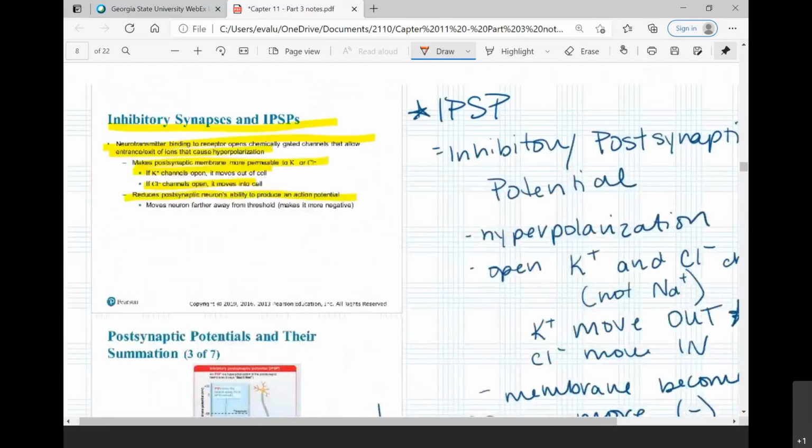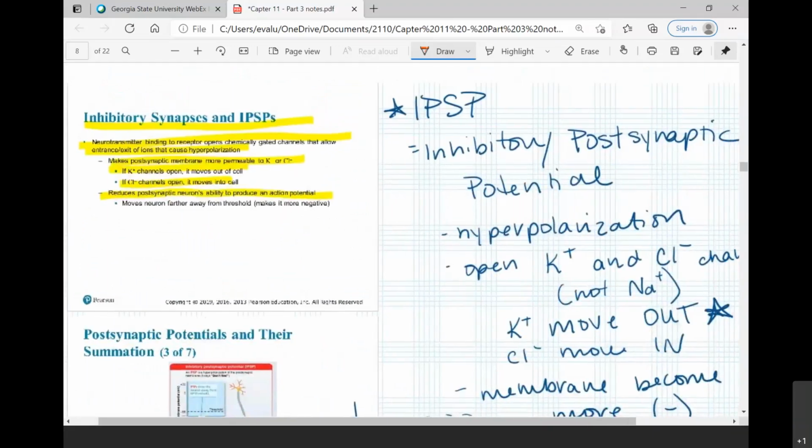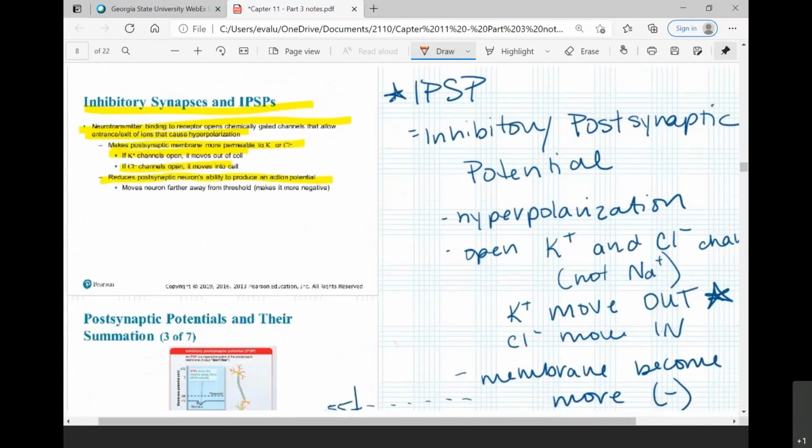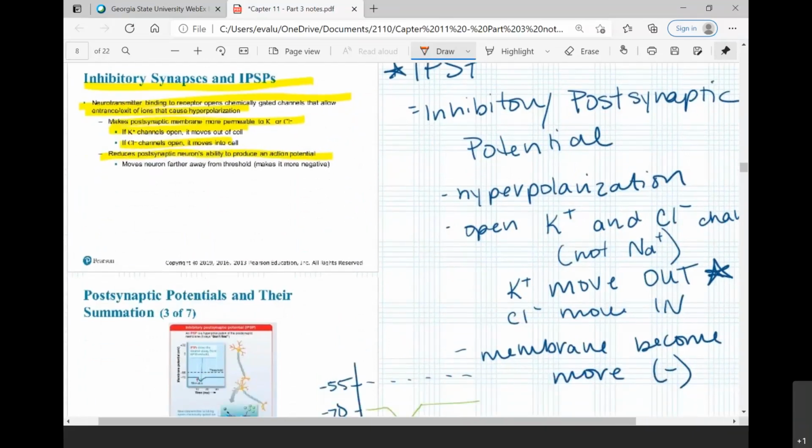Or you can have an IPSP, which is the exact opposite, inhibitory postsynaptic potential. It's going to be hyperpolarization. With an IPSP, you are opening potassium, but you're also opening chloride channels. You are not opening sodium. An IPSP is opening potassium and chloride. It is not opening sodium.